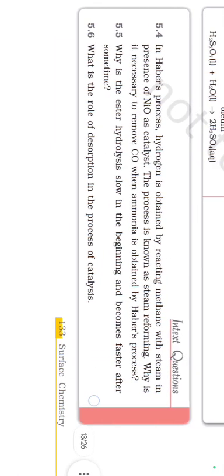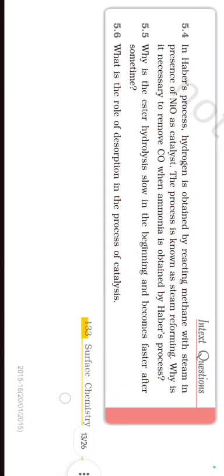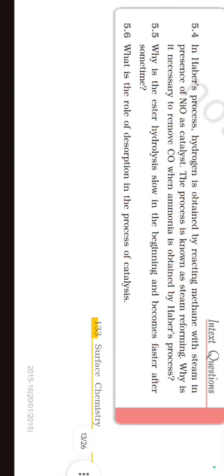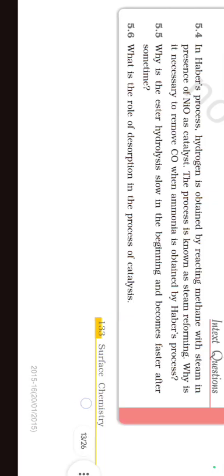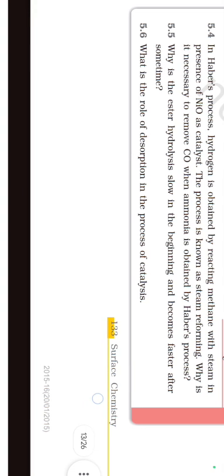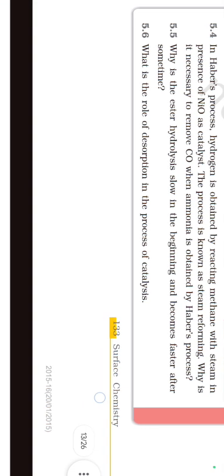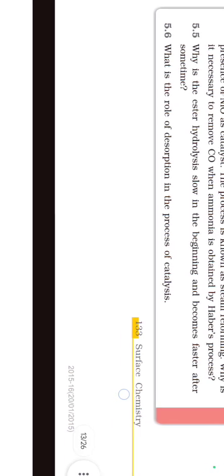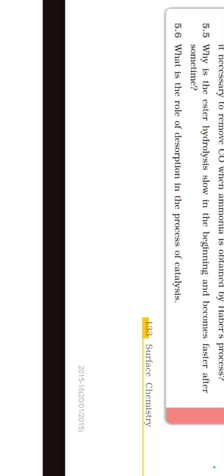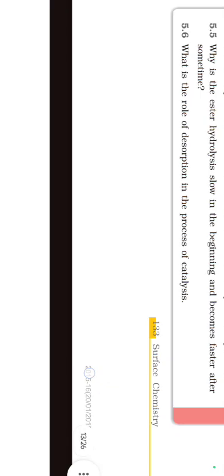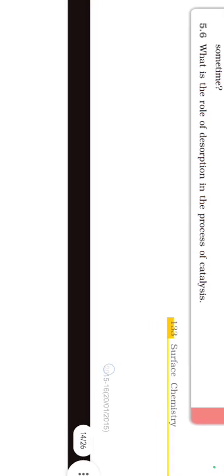In-text questions. 5.4. In Haber's process, hydrogen is obtained by reacting methane with steam in presence of NiO as catalyst. The process is known as steam reforming. Why is it necessary to remove CO when ammonia is obtained by Haber's process? 5.5. Why is the ester hydrolysis slow in the beginning and becomes faster after some time? 5.6. What is the role of desorption in the process of catalysis?